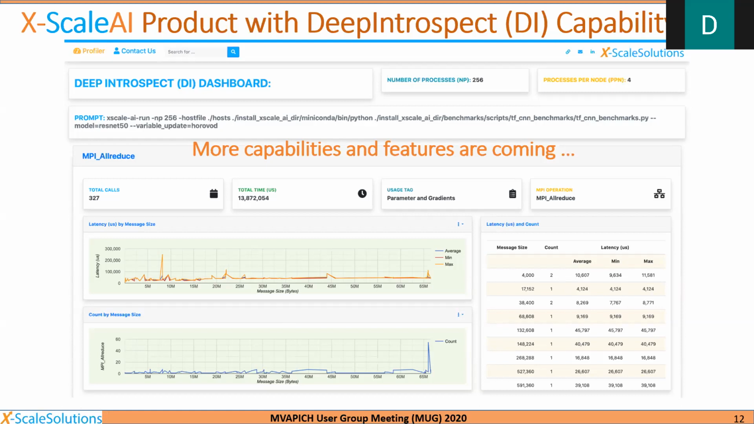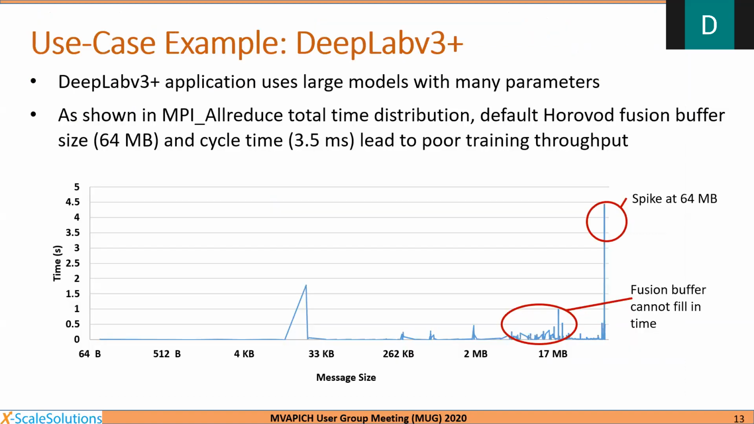At this point, you may have a question: how do I use these tools to solve my problem from the DL application perspective? I'll use one concrete example to show how this helps us do performance analysis and identify bottlenecks. This particular example is DeepLab version 3. This application uses large models with many parameters. And if you look at the curve here, this is the total communication time distribution along different message sizes.